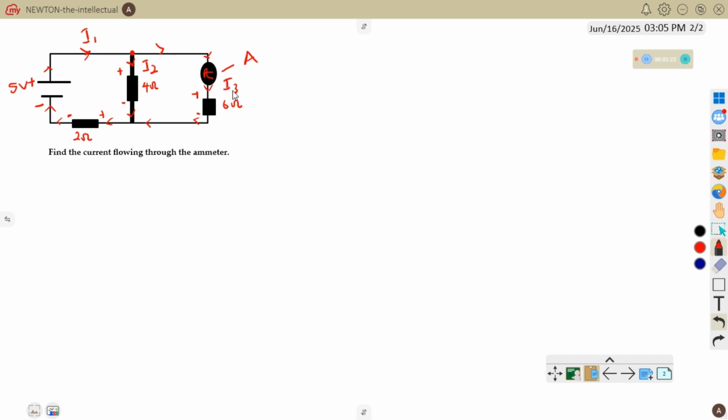here is I3. So now what you need to understand is that the current that flows through this 6 ohms resistor is the same current that flows through the ammeter. So if we find this current I3, it means that we have found the current that is flowing through the ammeter, right? Because if you see here, there is no junction here, so it means that there is no cut of current. So the same current that is flowing through this direction here is the same current that flows like this, the same exact current. So if I3 is flowing like this, it means that I3 is the same current that flows like this. I hope that's clear, right?